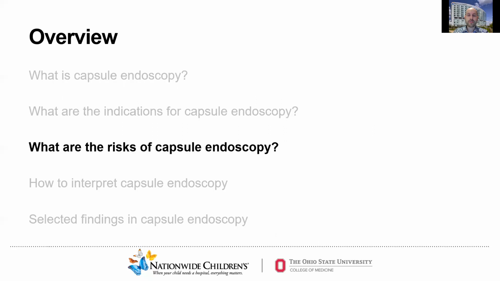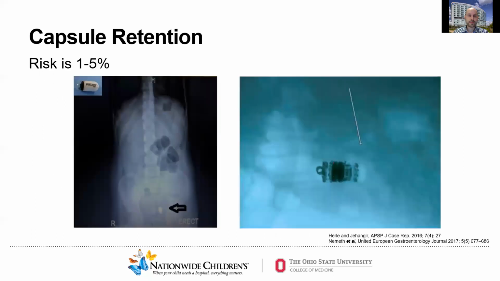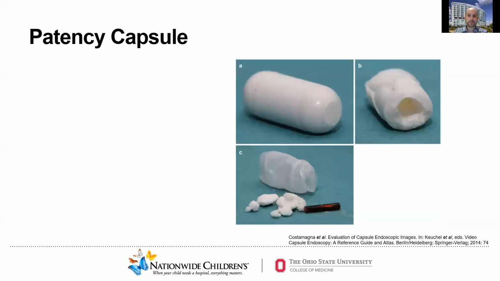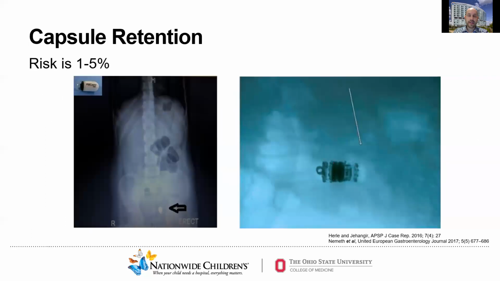So what are the risks of capsule endoscopy? The main risk of capsule endoscopy includes capsule retention. The risk of this is about 1 to 5%, depending on the indication for the capsule in the first place. Here are 2 images of capsules that were lodged in the GI tract, both indicated by the arrow. In the case of capsule retention, sometimes the capsule needs to be retrieved either with balloon enteroscopy or surgically.